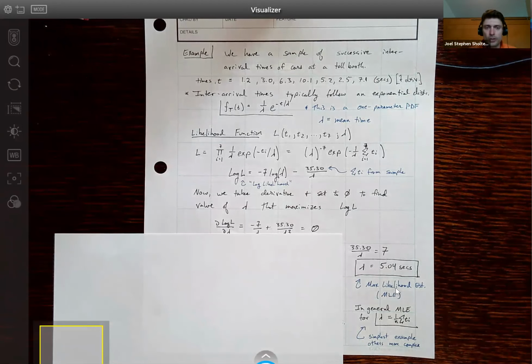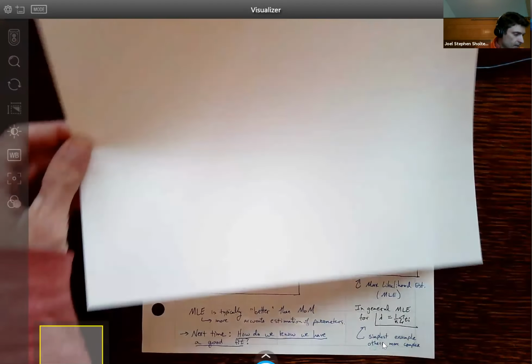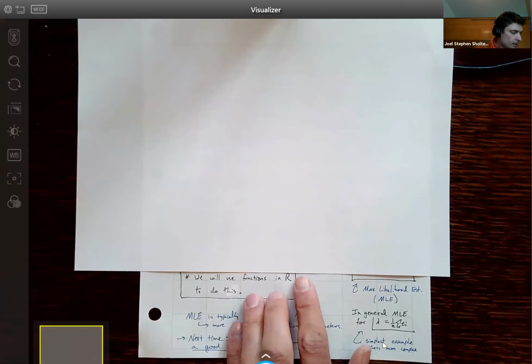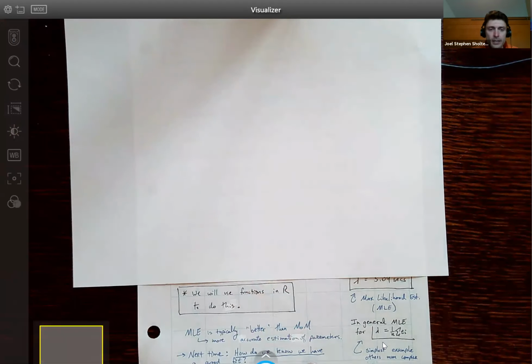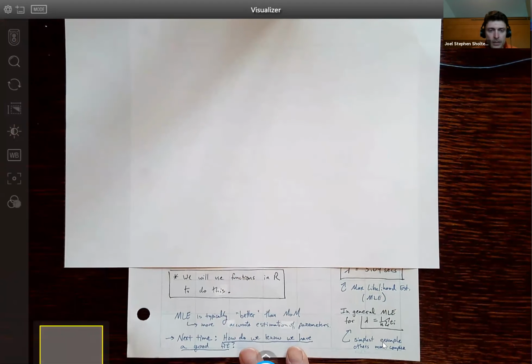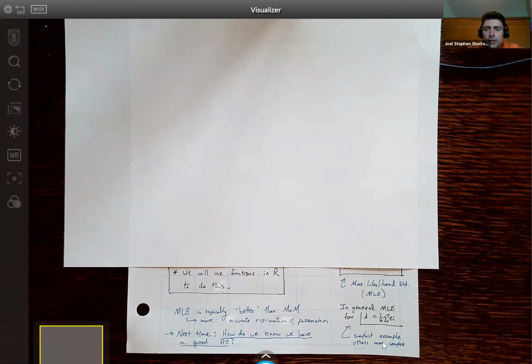When we get into more complex distributions, like log normal and stuff like that, the maximum likelihood estimator will be different from the method of moments estimator. So things get more complex with different distributions. So we will use functions in R to calculate the maximum likelihood estimators for different distributions. The maximum likelihood estimator is typically better or more accurate than method of moments. Sometimes it's the same for simple situations.